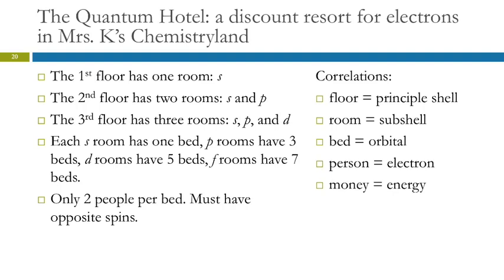So the Quantum Hotel, it's a little bit weird. The first floor has 1 room. The second floor has 2 rooms. The third floor has 3 rooms. The fourth floor has 4 rooms. So it's like an inverted pyramid. Wouldn't work in California with the earthquakes.